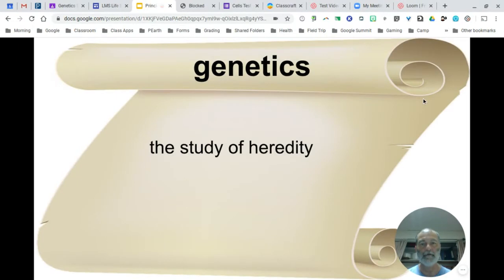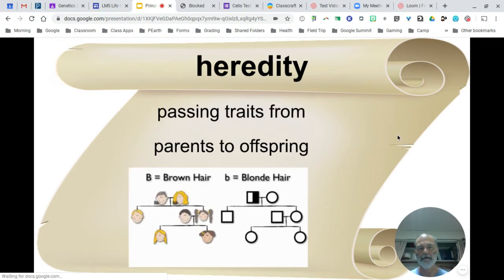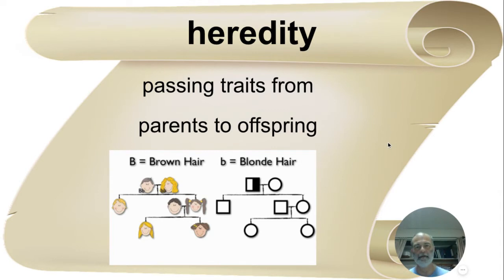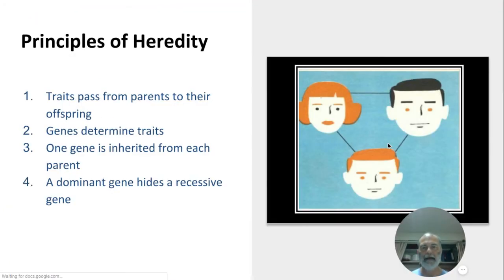That's why he's called the father of genetics. There we go. Genetics is the study of heredity. You've already seen that, hopefully, in your vocabulary. Heredity is when you pass traits from parents to their offspring, from one generation to the next. That's why you have all the traits that you have.